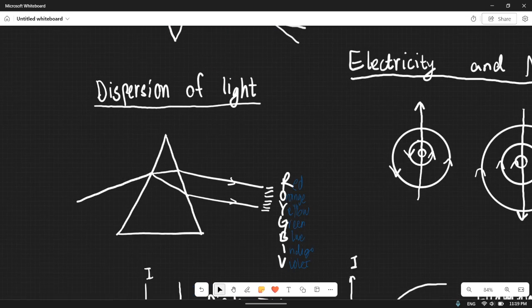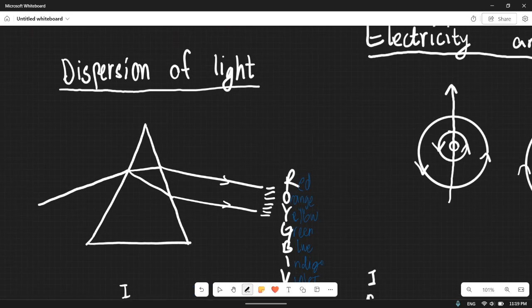So we also need to know the dispersion of light. Now, the light coming from here is a monochromatic light.